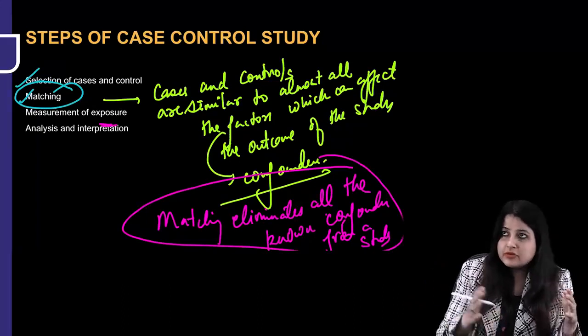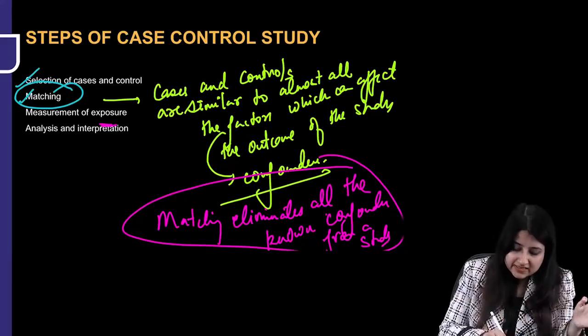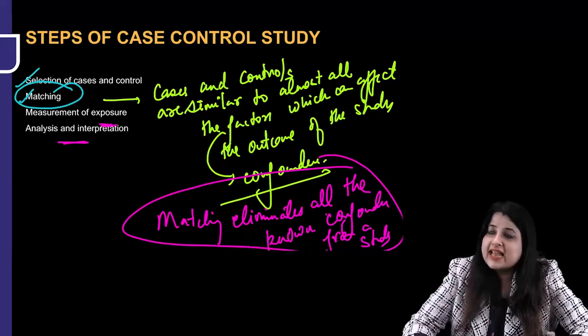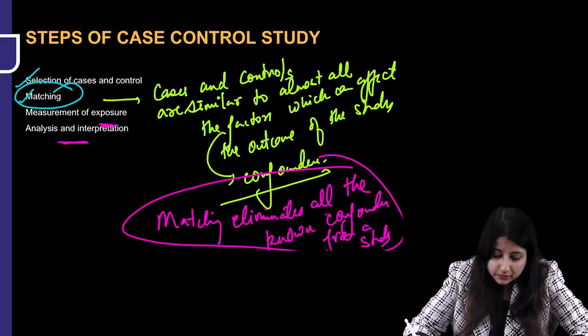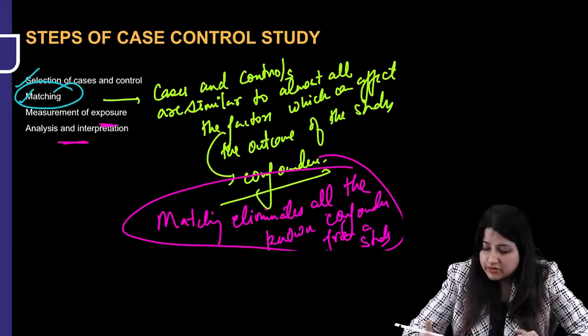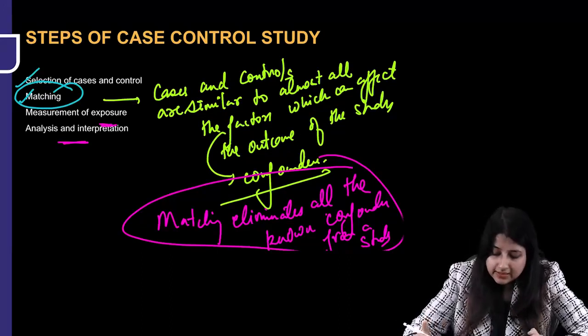Then you will measure how much. You go back and assess the exposure status and do an analysis. Analysis in a case control is expressed in terms of odds ratio, which we will just see. Matching is a method to eliminate known confounders. We will be seeing confounders also in detail.